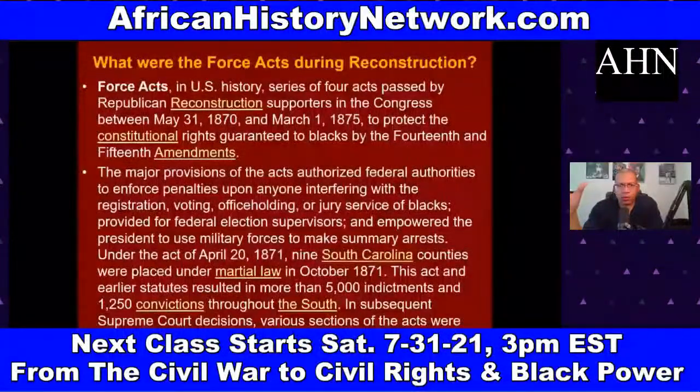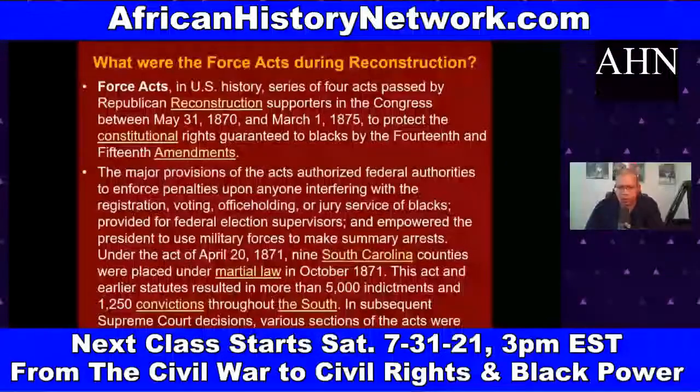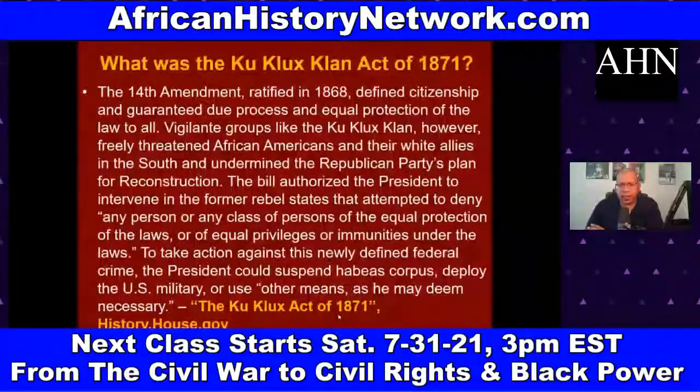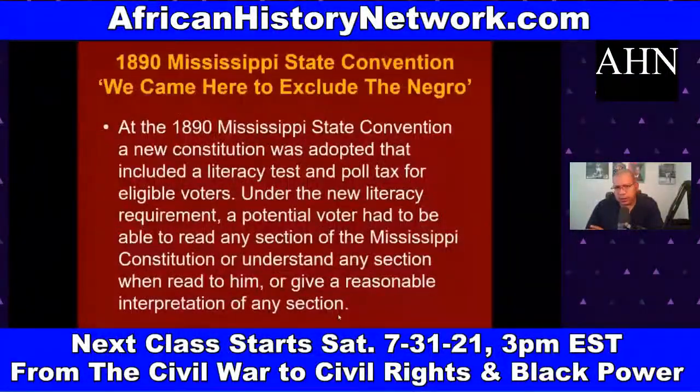In subsequent Supreme Court decisions, various sections of the act were declared unconstitutional. That's in about 1883. The U.S. Supreme Court struck down portions of the Ku Klux Klan Act of 1871, but there are portions of it still on the books, and it's still being used today.